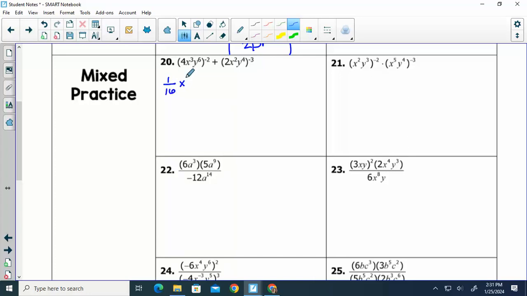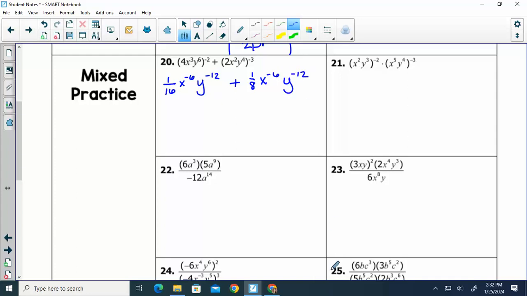X to the, you multiply, so -6. Y to the, plus, what's 2 to the -3? X to the, Y to the.